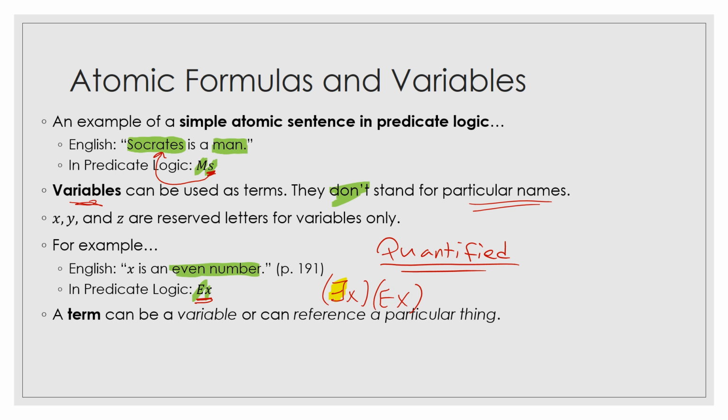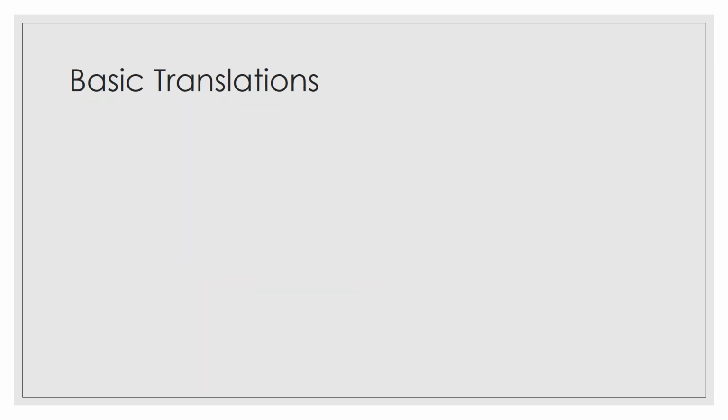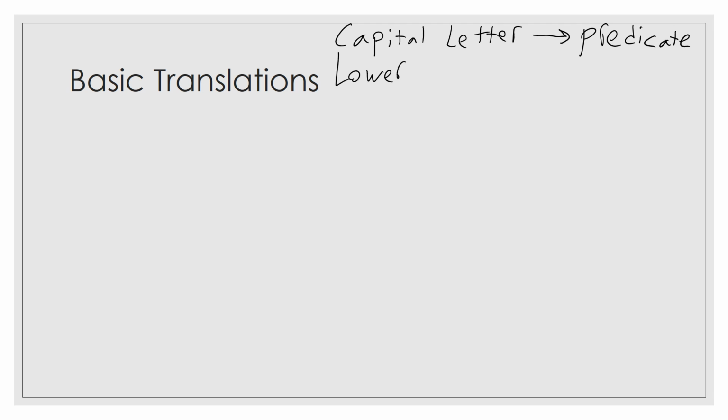Now a term can be a variable or it can reference a particular thing. So clearly with x, y, and z, we're talking about variables. And when we're talking about particular things, we have something such as Socrates. Now as you know, if we have a capital letter, we are representing a predicate, whereas if we are using a lowercase letter, we are representing a term, or we might call it simply a noun phrase.